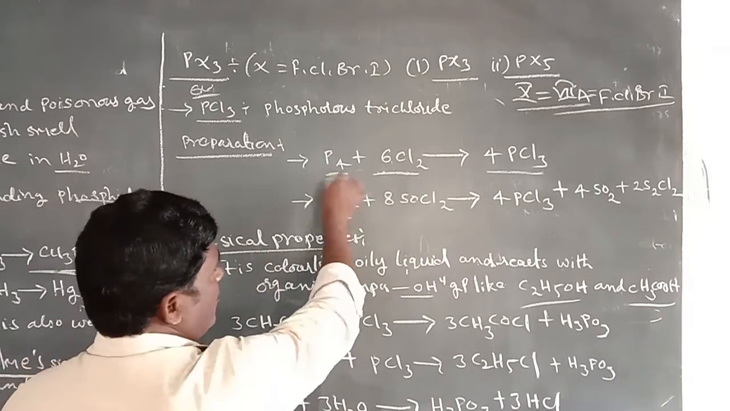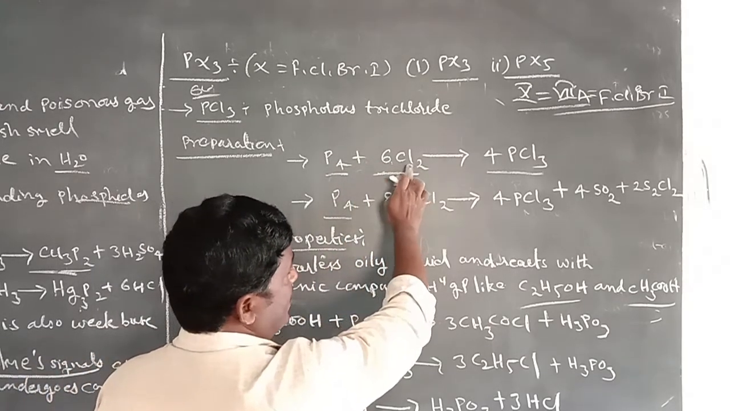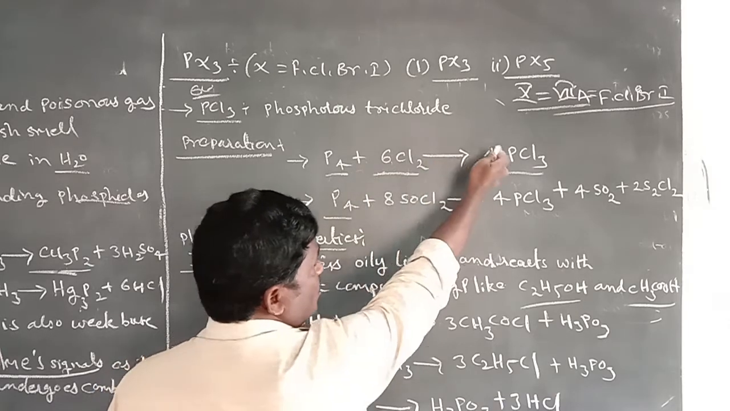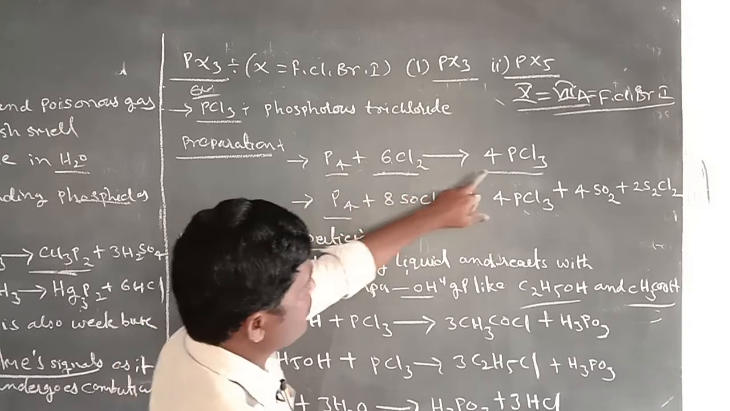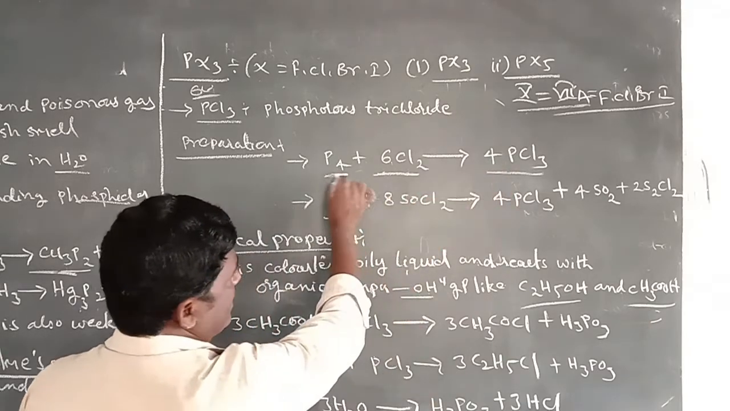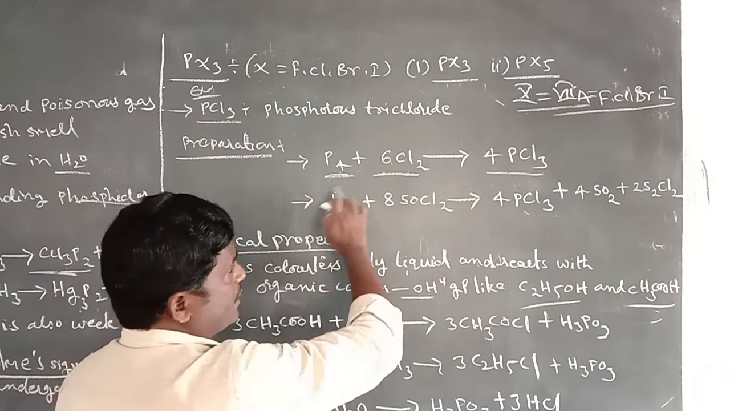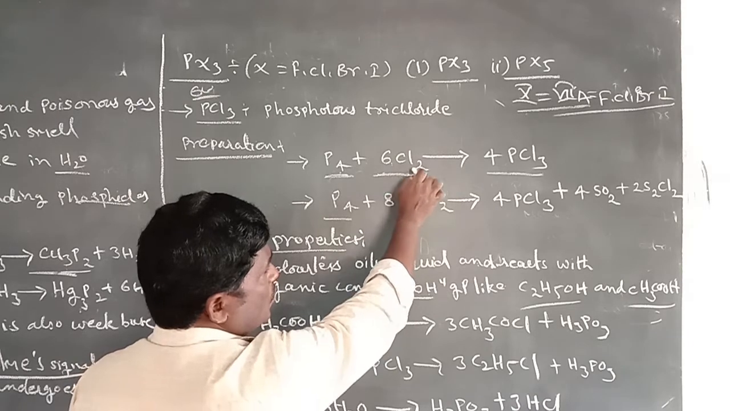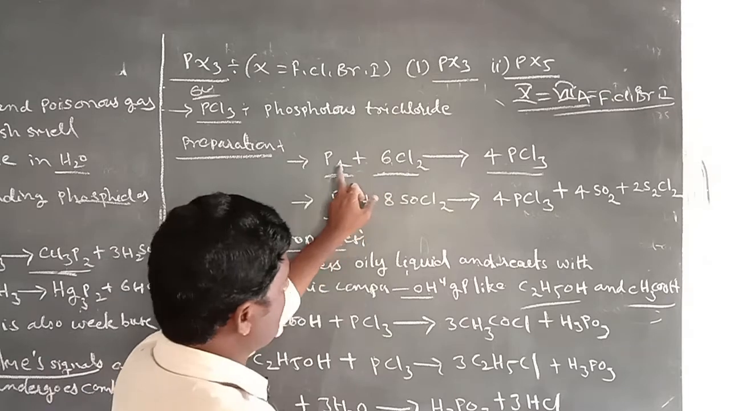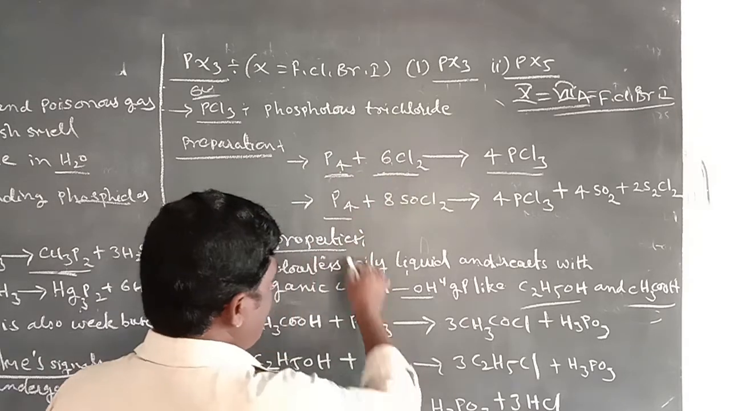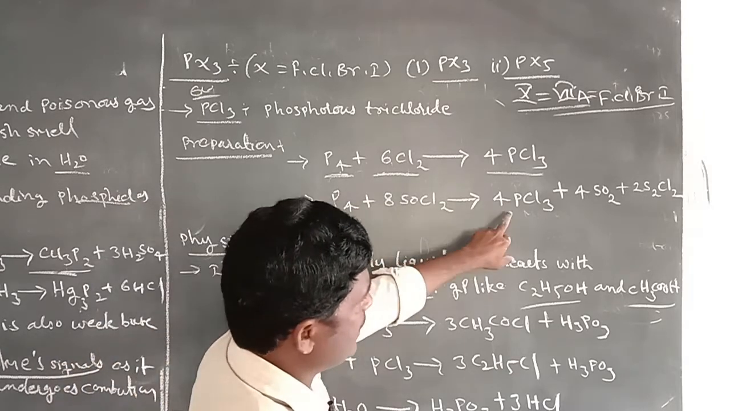Here the P4 molecule is treated with 6 moles of chlorine, the reactants, to give the product PCl3. The 4 phosphorus atoms in the product are the same as in the reactant, 4 atoms. Next, 6 into 2 gives 12 chlorine atoms, and 4 into 3 gives 12 chlorine atoms. That is the balancing of the chlorine atoms. Next, phosphorus: 4 atoms on both sides.